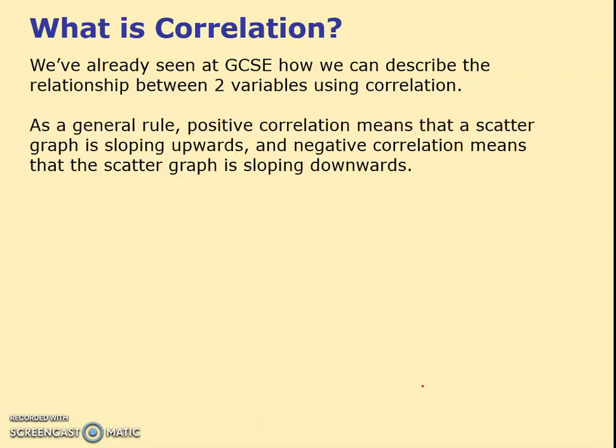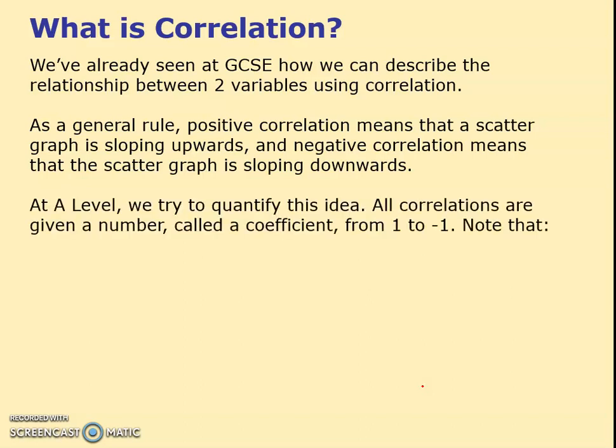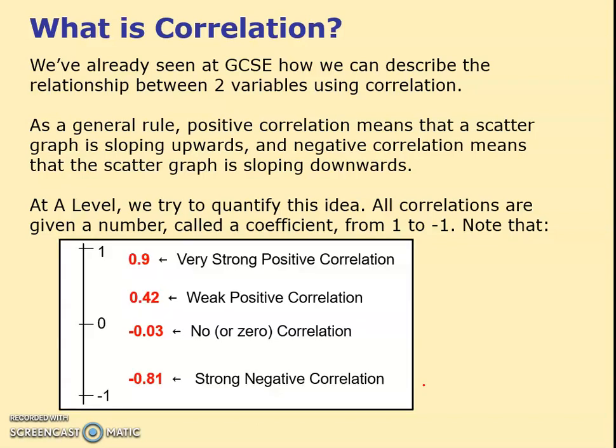Positive means it's going up, negative means it's going down. But at A level, we need more than that. We need to try to put a number to it from 1 to -1. And this is the new thing that we do at A level maths. And so I've made up some numbers here.